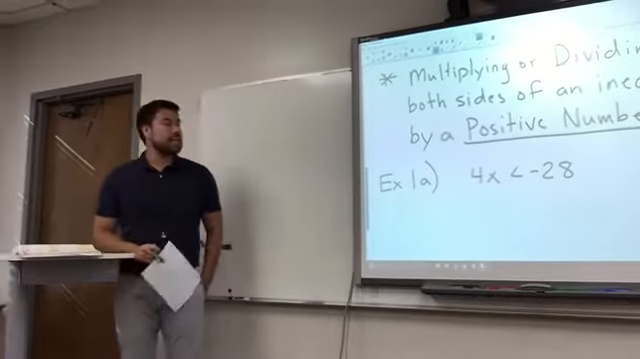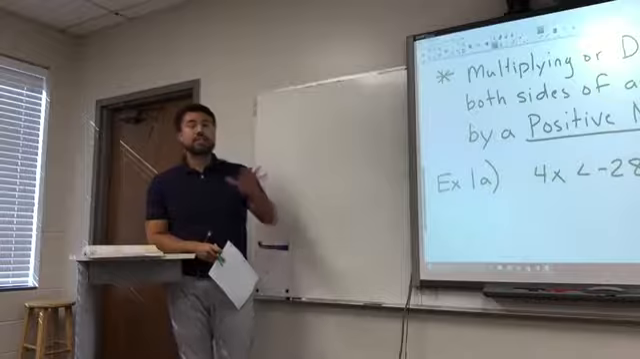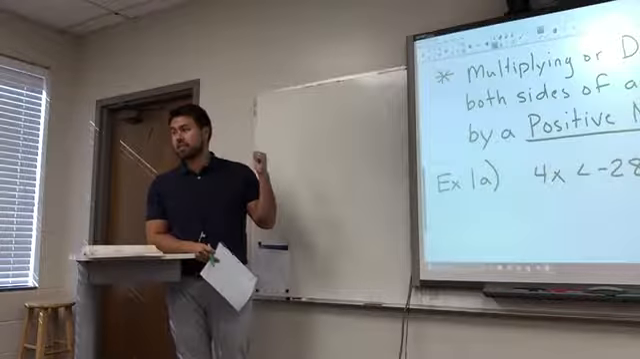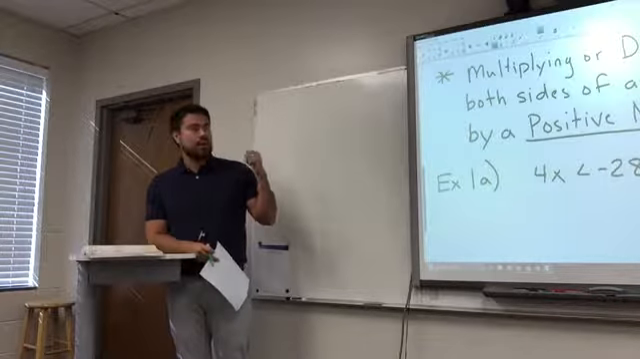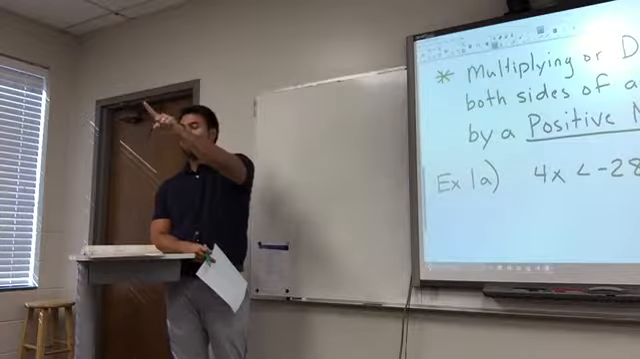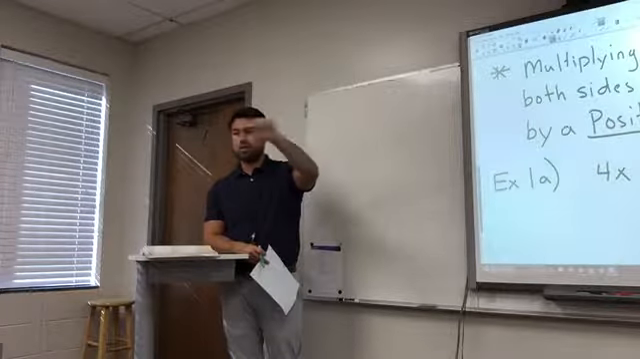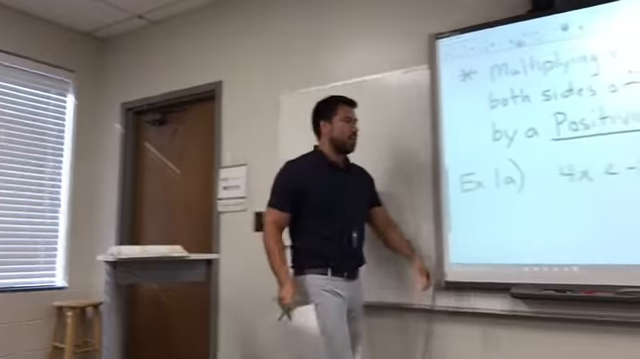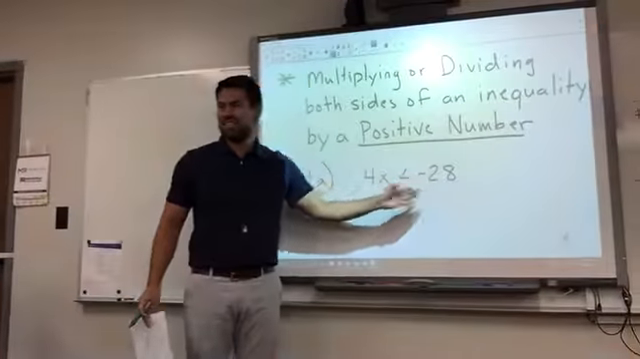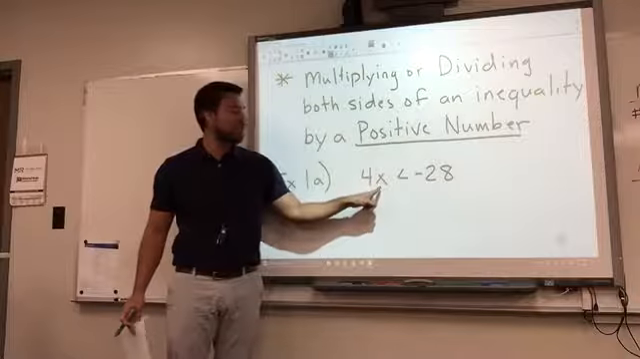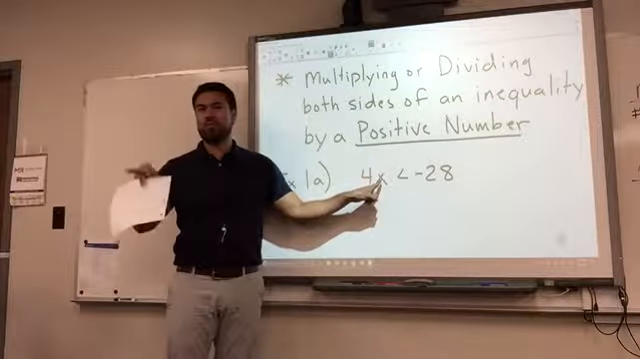4x is less than negative 28, okay? This is a review of what we looked at yesterday. It's going to be looking for the variable, finding out what's happening to that variable, and undoing it, right? So you have like 3 steps. Where's the variable? Yeah, it's right there, right? Good. It's an x. What's happening to the variable right now?